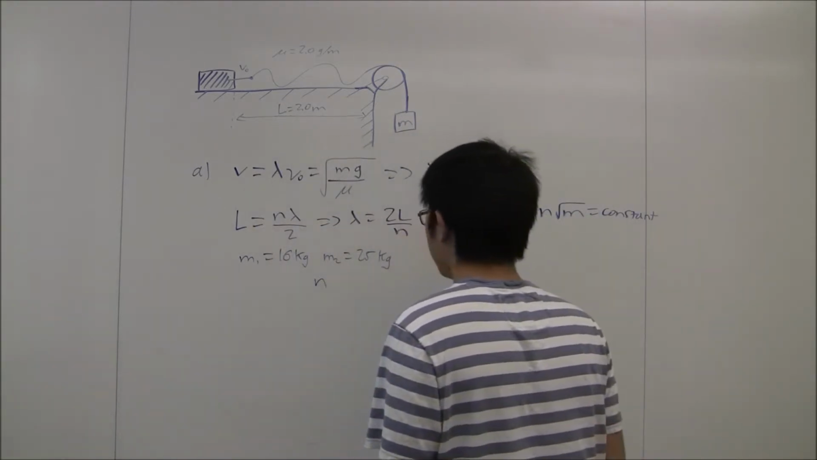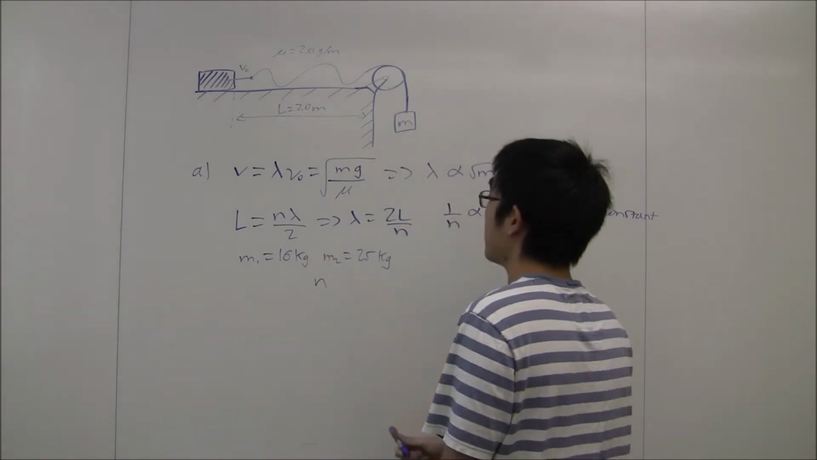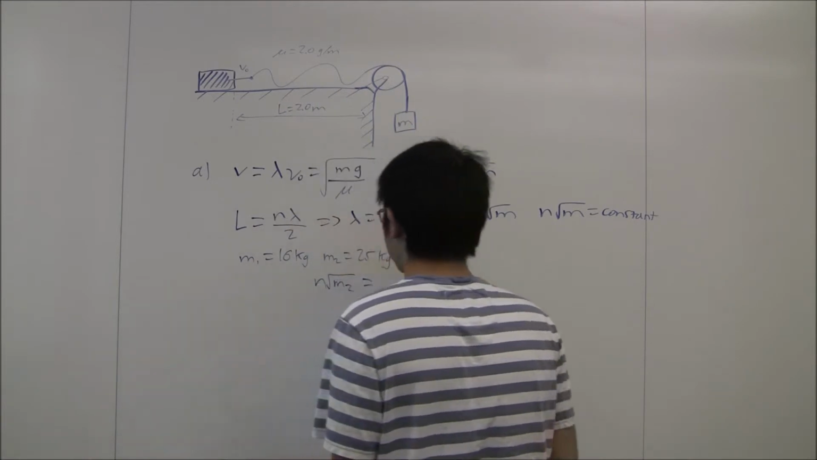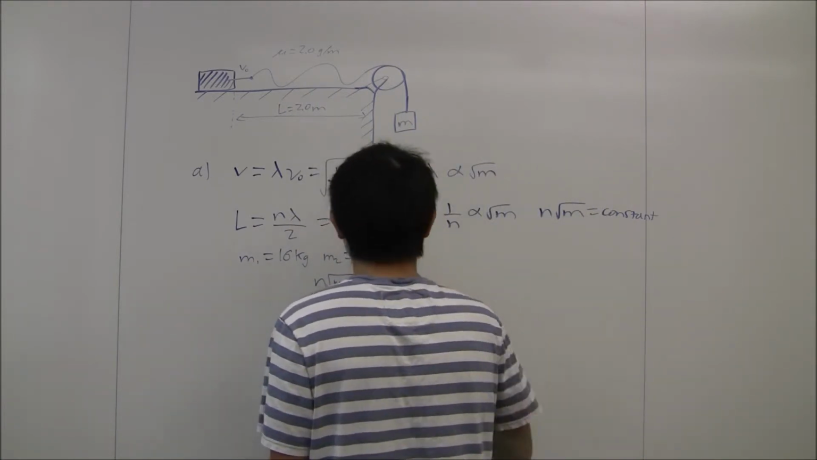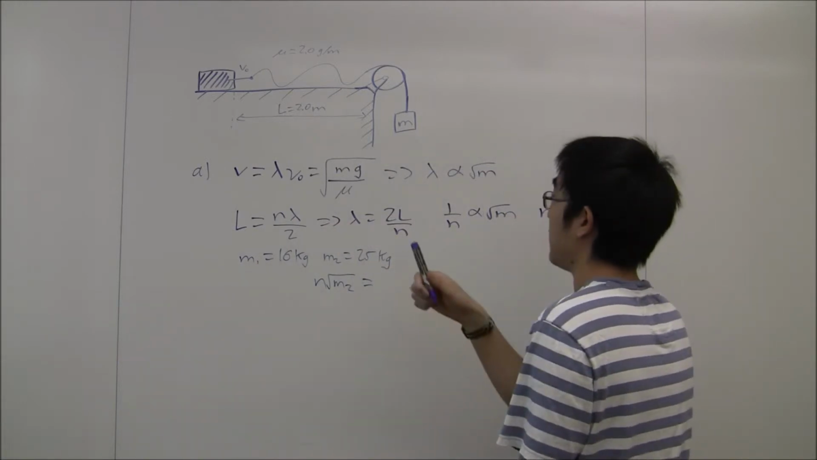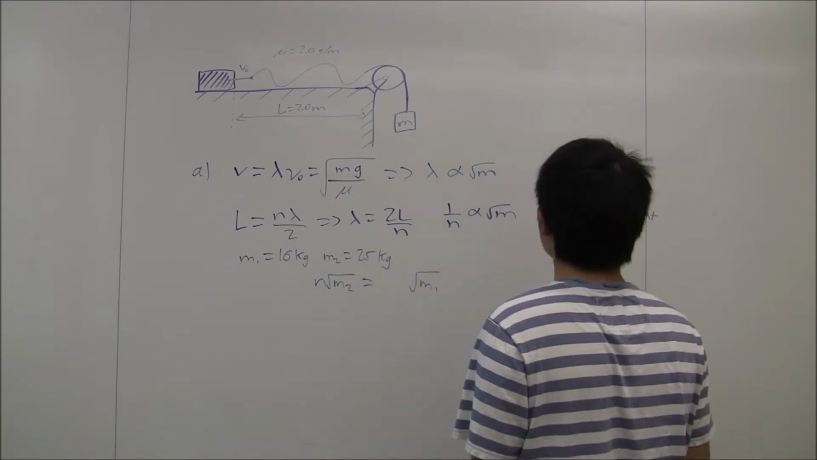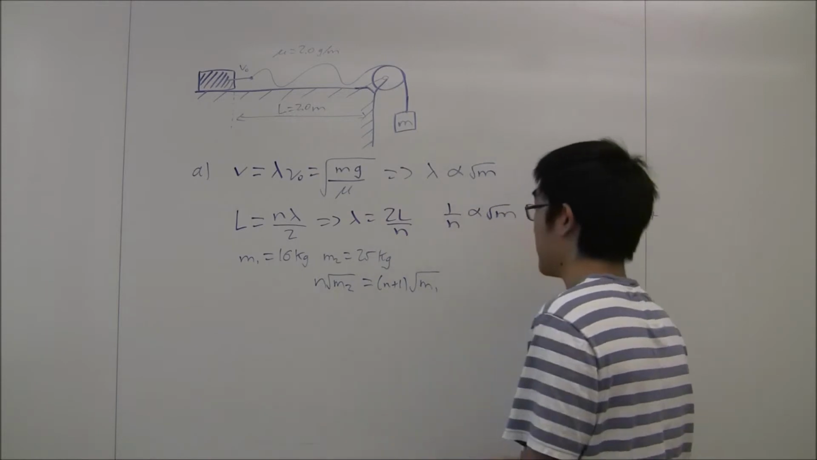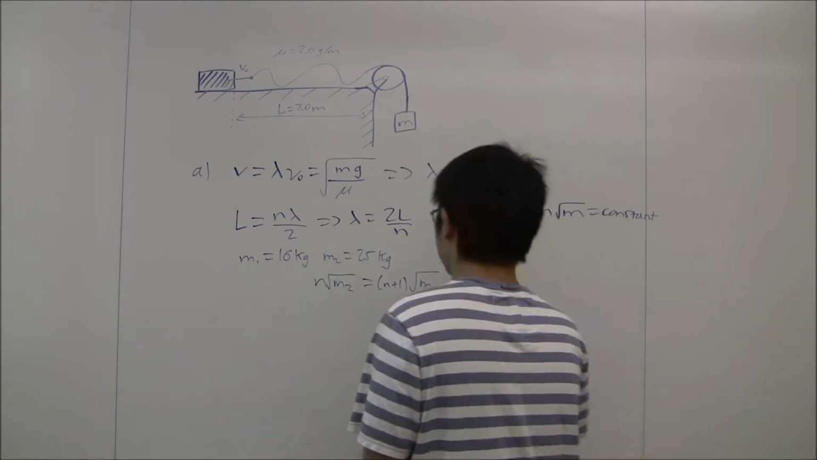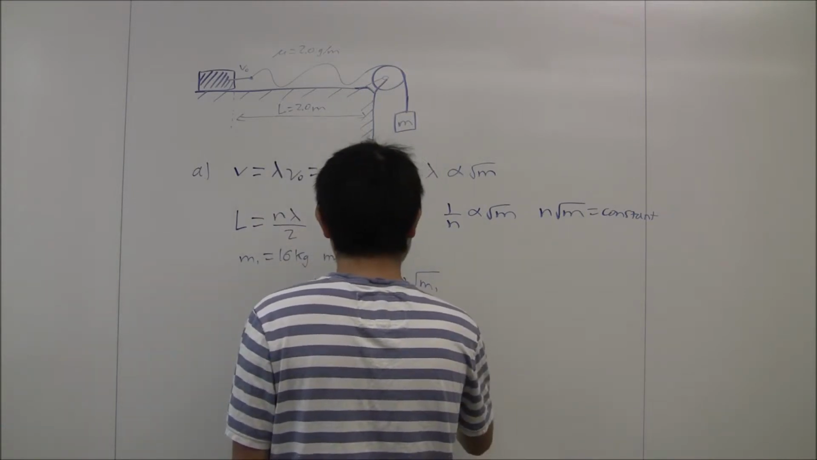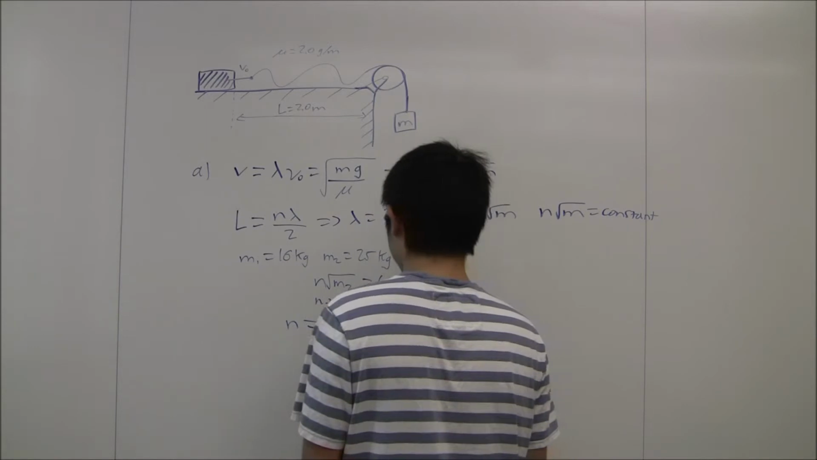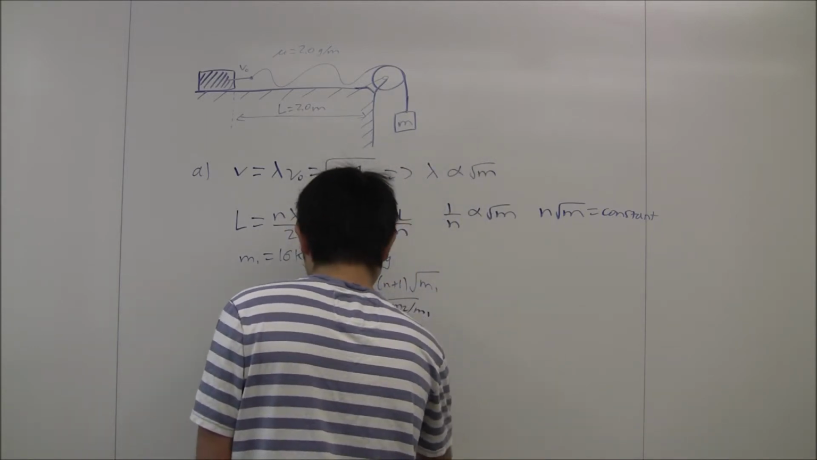So if n is the number of half wavelengths that fit when the mass is m2, then n times the square root of m2 is equal to the square root of m1 times the number of half wavelengths that fit when the mass is m1, which is just n plus 1, since n plus 1 is the next consecutive integer greater than n. If we isolate for n plus 1, we get that n plus 1 is equal to n times the square root of m2 over m1, which means that if we isolate for n, we get that n is equal to 1 over the square root of m2 over m1, minus 1.